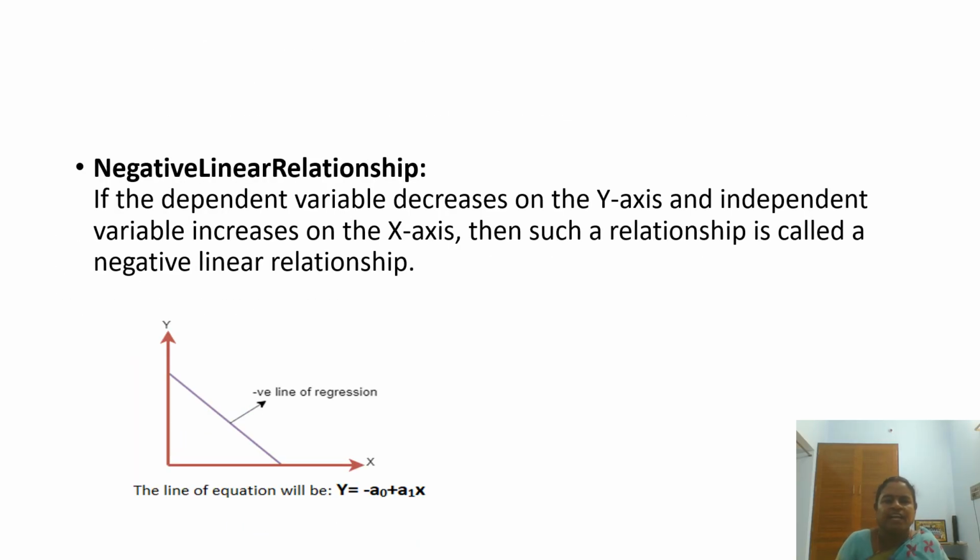Whereas the negative linear relationship can be represented as shown in the figure. If the dependent variable decreases on the y-axis and the independent variable increases on the x-axis, then such a relationship is called a negative linear relationship. The line equation will be y equal to minus a0 plus a1 of x.